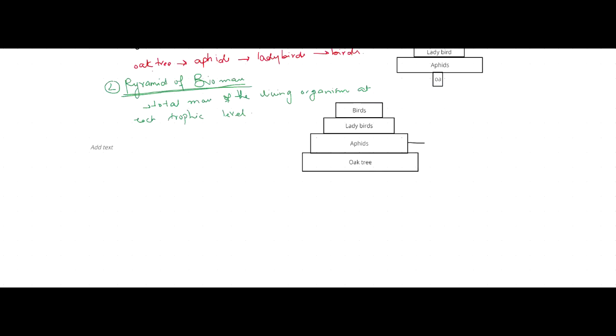So in each trophic level, energy is going to be lost. Making sense?